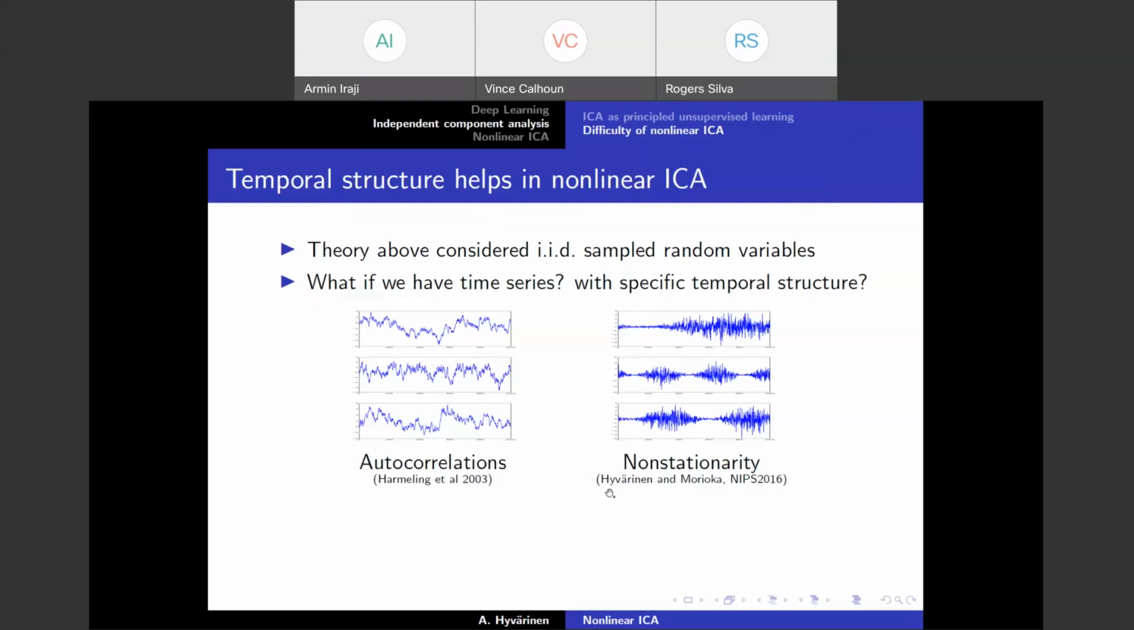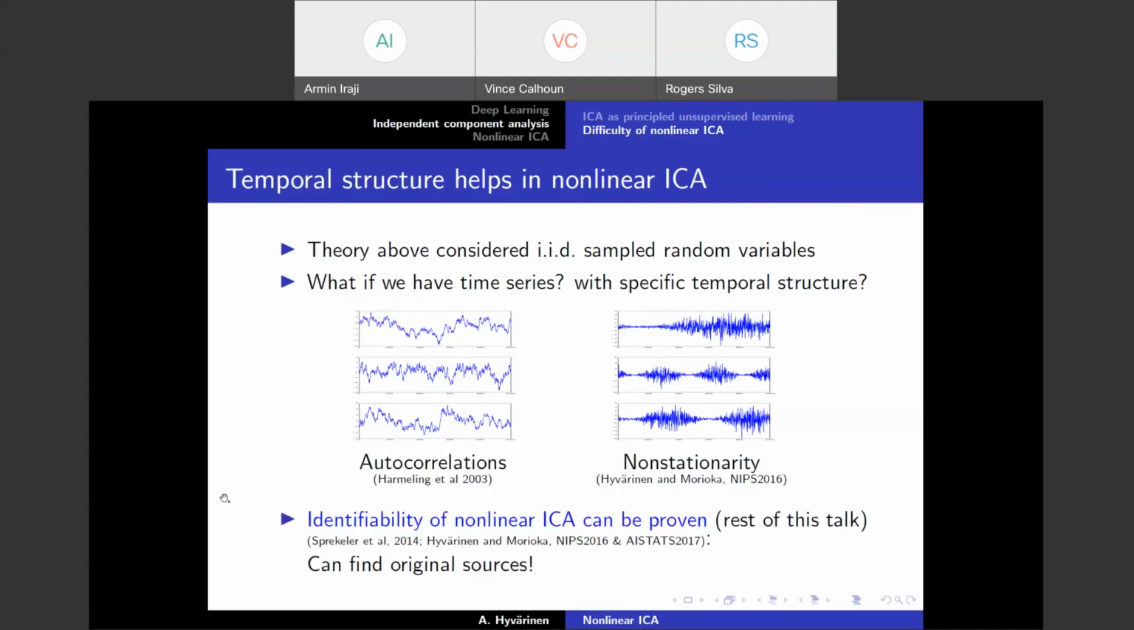Historically, the first one that was considered was some kind of autocorrelations, already by Harmeling and others in 2003, which is well known. Or then we could have something like non-stationarity, which is illustrated here, which is actually typical of MEG or EEG, where the amplitude of the signal is changing smoothly as a function of time. So the variance is non-stationary, so to say.